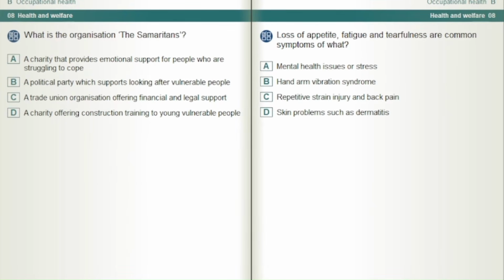What is the organisation The Samaritans? A charity that provides emotional support for people who are struggling to cope. A political party which supports looking after vulnerable people. A trade union organisation offering financial and legal support. A charity offering construction training to young, vulnerable people.